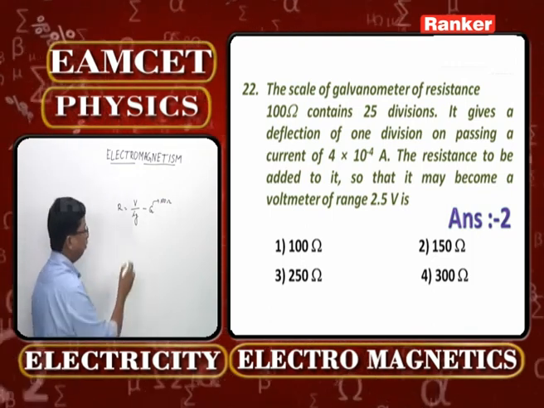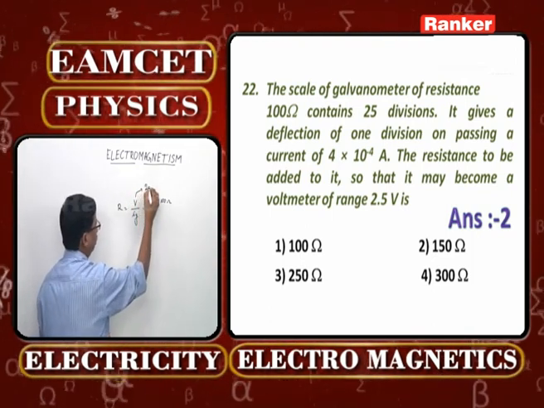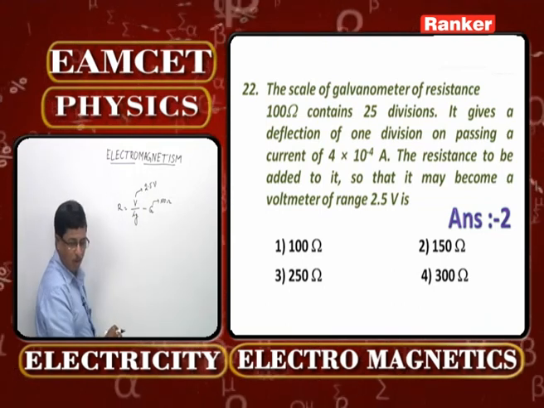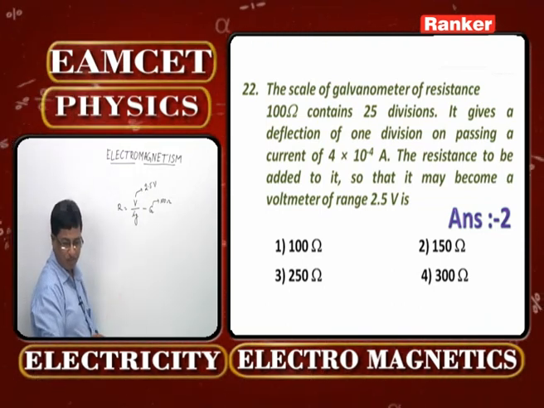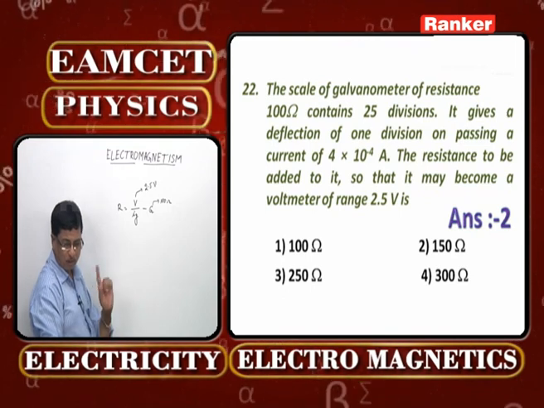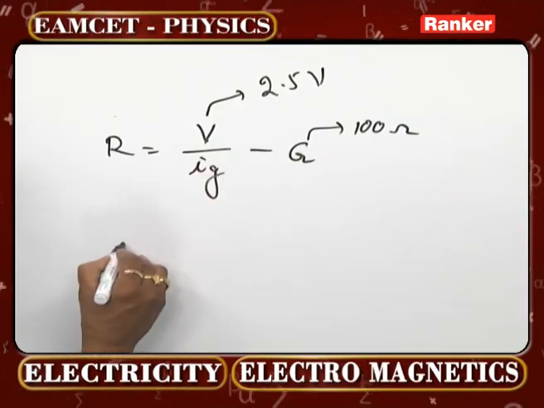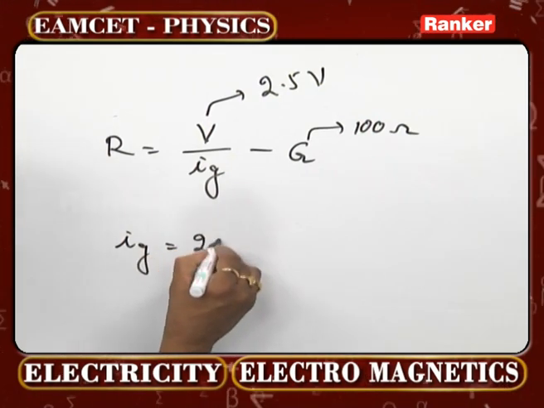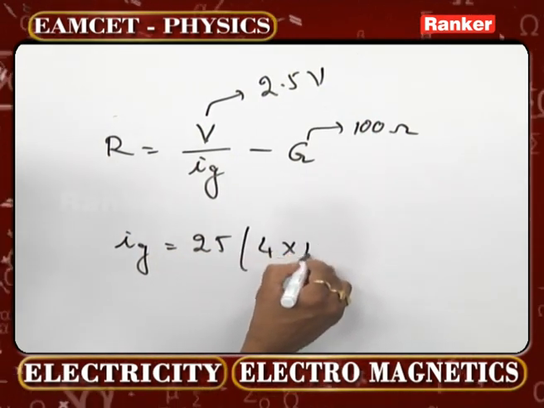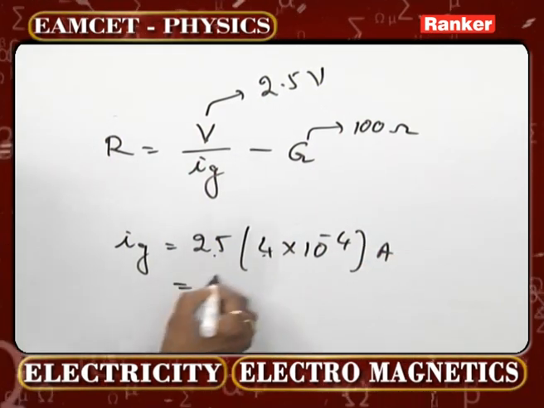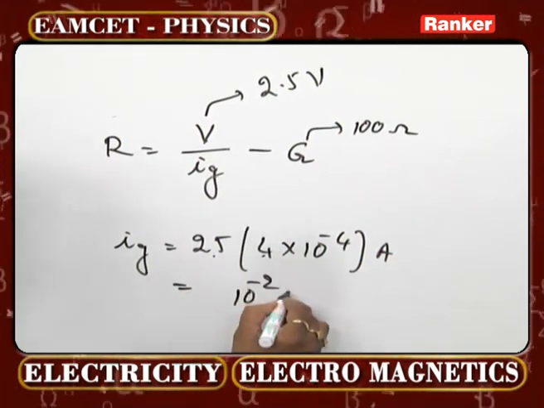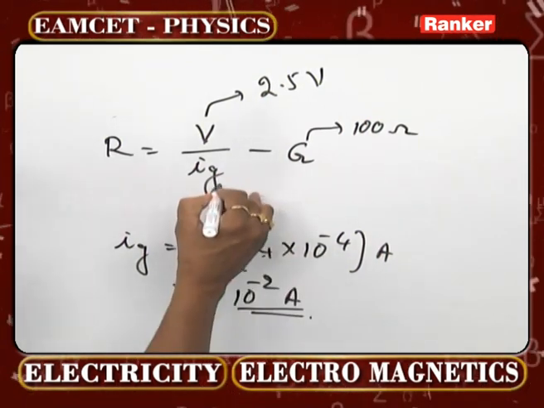What voltage did he want to measure? 2.5 volt. How to calculate Ig? Actually 25 divisions we have. Each division is 4 into 10 power minus 4. So what will be Ig now? 25 into 4 into 10 power minus 4 ampere. So 4 into 25 is 100. So 10 power minus 2 ampere, that is the value of Ig.